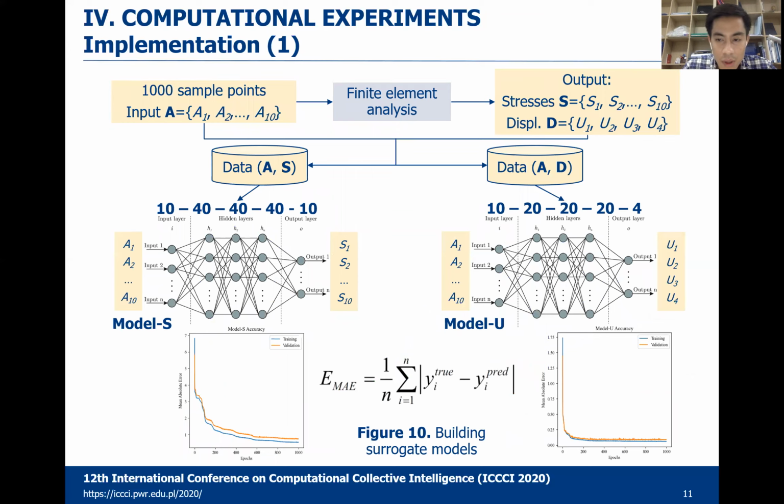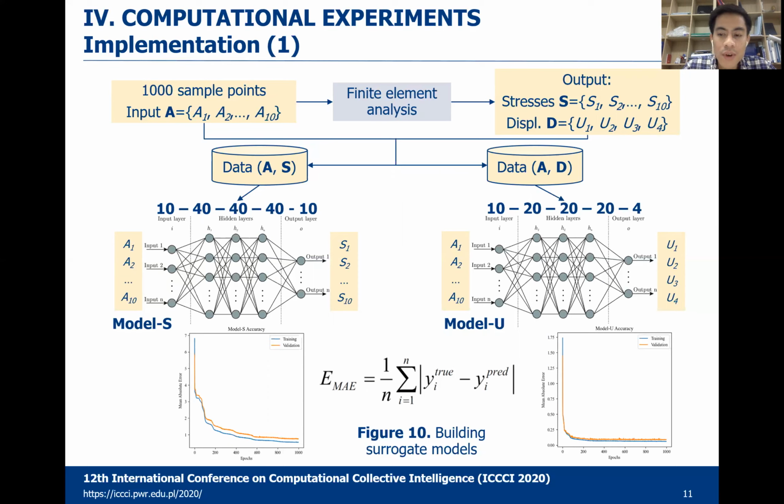In both problems, 1,000 sample points are initially produced by Latin hypercube sampling. The input of each sample point is a vector representing the cross-sectional area of each truss member. Once the input data are generated, the outputs are determined based on finite element analysis. The obtained results are the internal stress and the displacement of nodes.